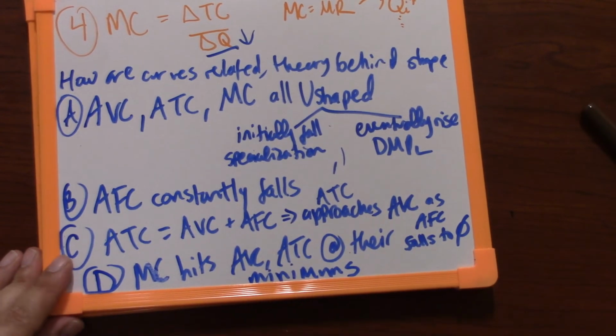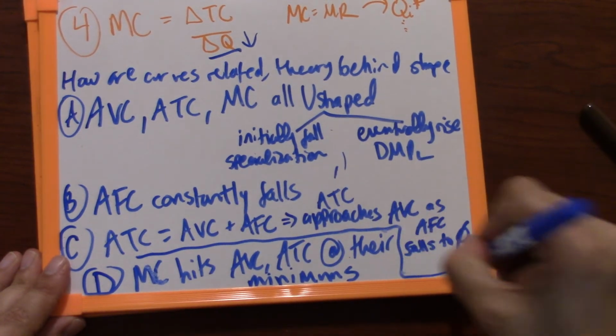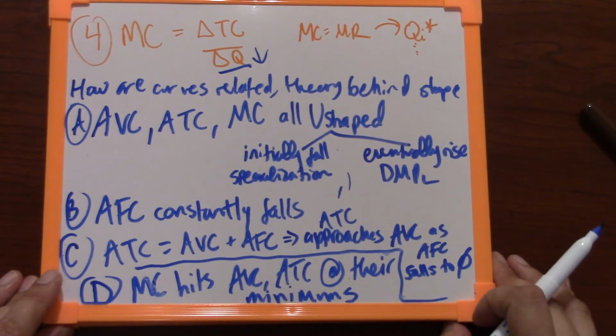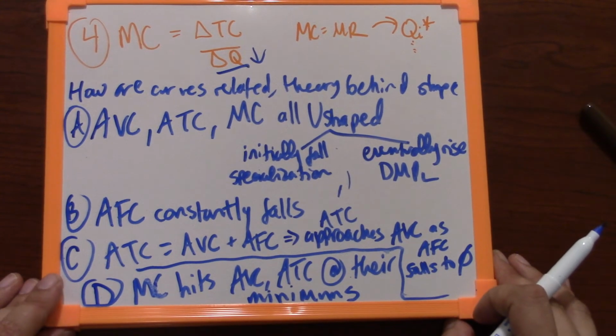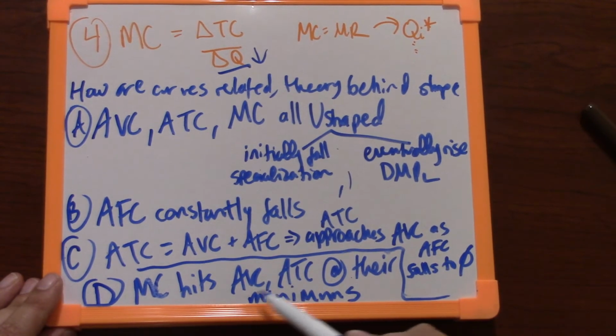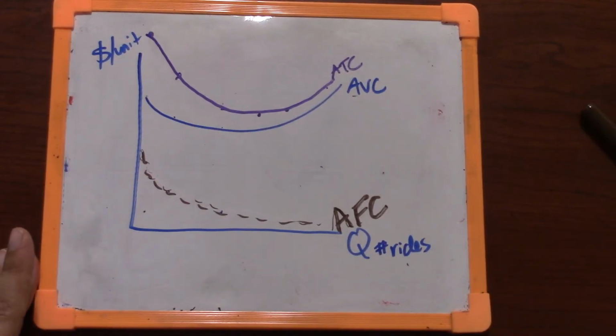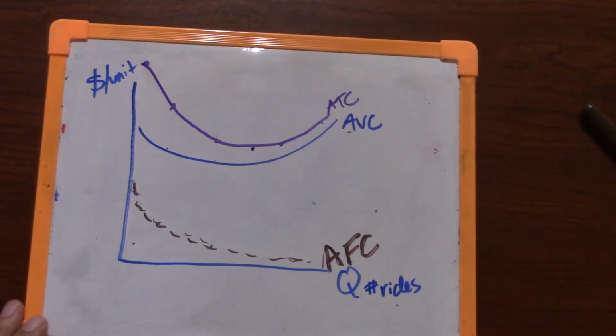And the way that I explained that in class was the GPA example. Marginal variables are the new variables, like your fall semester grades. Average are the average of all the semesters, your overall GPA. And when your new grades are above your GPA, they are bringing your GPA up. So your GPA is rising. When your new grades are below your GPA, they're bringing your GPA down. So it's falling.